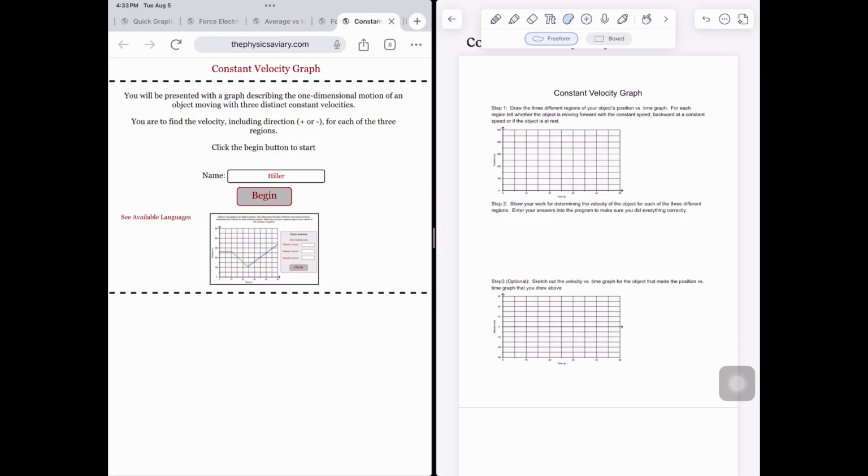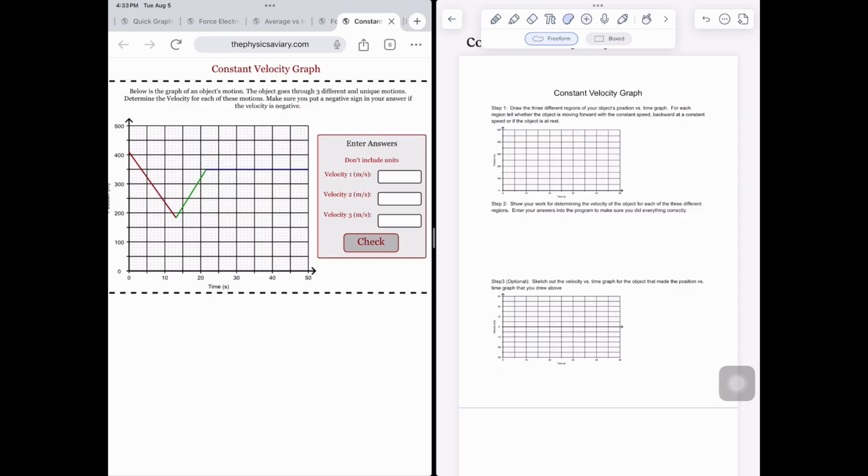Problem 3, constant velocity graph. You'll be presented with a graph describing one-dimensional motion of an object moving with 3 distinct velocities. You are to find the velocity, including the direction, for each of the following regions. Okay, go ahead and put your name in the program, and let's begin.